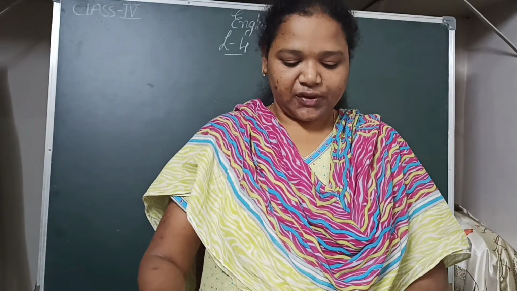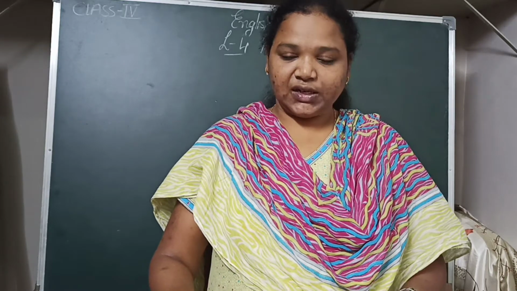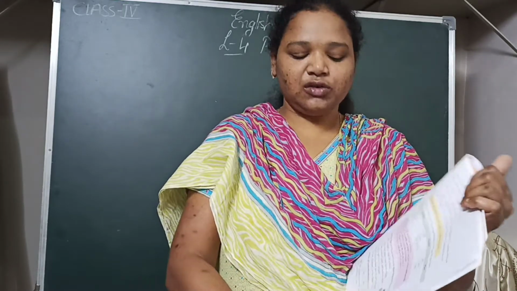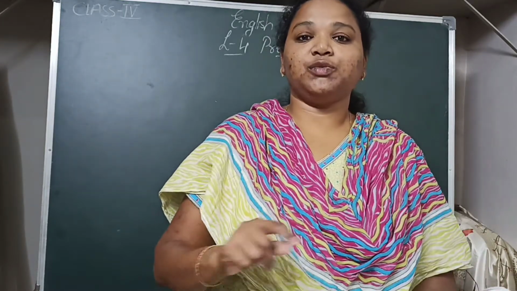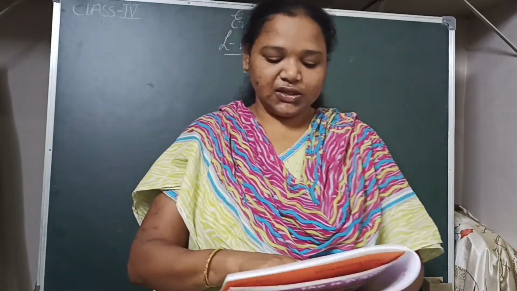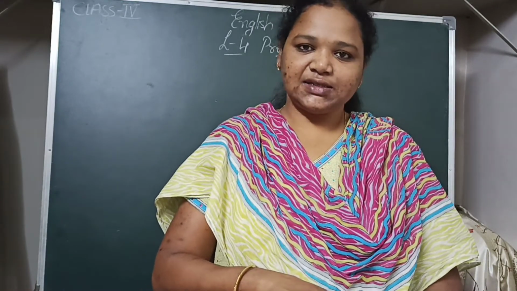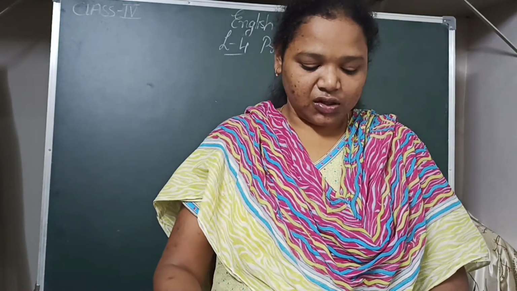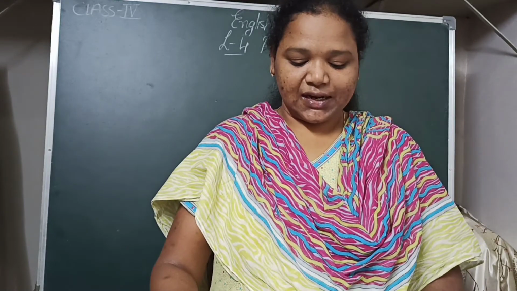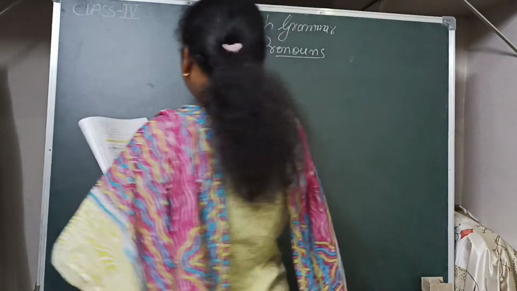Exercise C, underline the possessive pronouns in these sentences. One has been done for you. So in these sentences in exercise C we have to underline the possessive pronouns, children. So the first one has been done for us, look. This is their car, this car is theirs. So theirs is a possessive pronoun. Okay, second one, that is their house, that house is theirs. So theirs is another possessive pronoun.